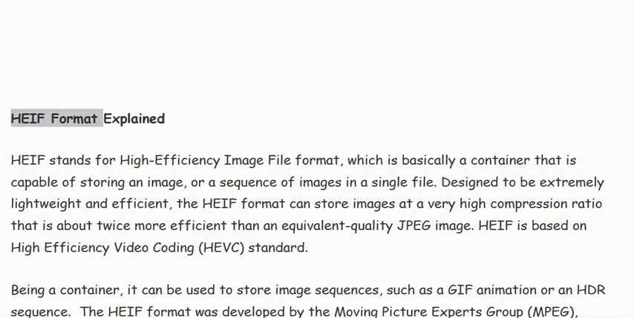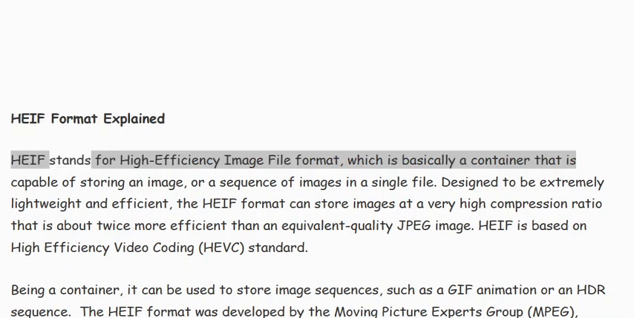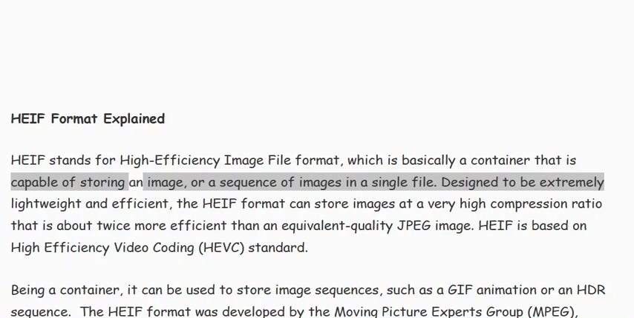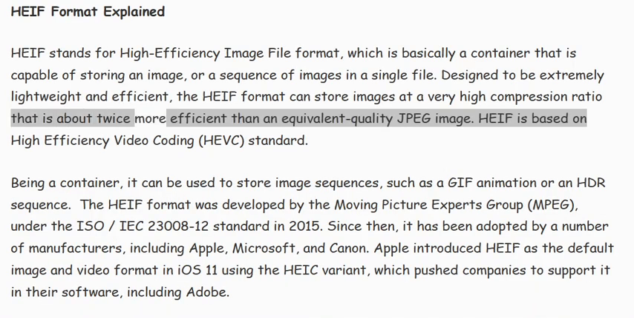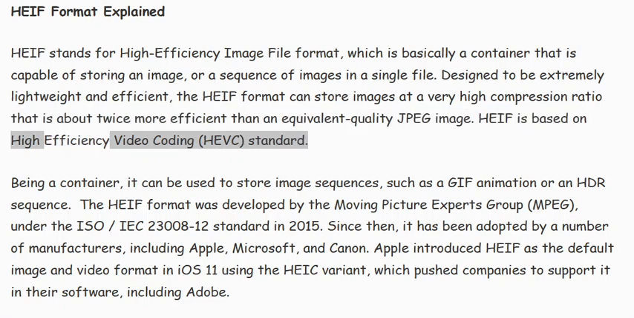HEIF format explained. HEIF stands for High Efficiency Image File Format, which is basically a container that is capable of storing an image or a sequence of images in a single file. Designed to be extremely lightweight and efficient, the HEIF format can store images at a very high compression ratio that is about twice more efficient than an equivalent quality JPEG image. HEIF is based on High Efficiency Video Coding (HEVC) standard.